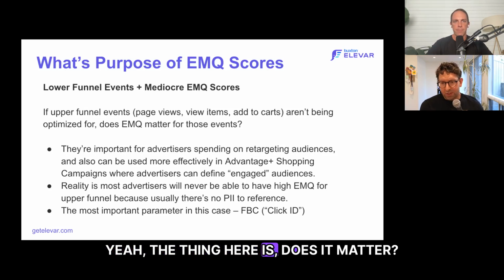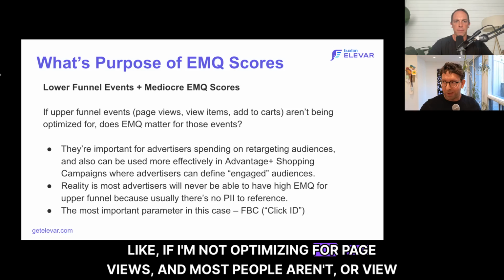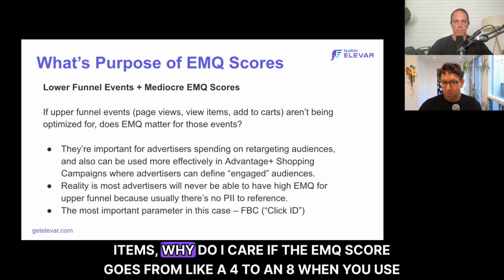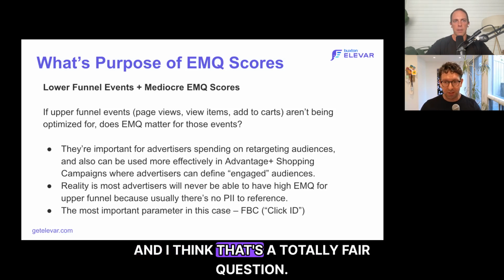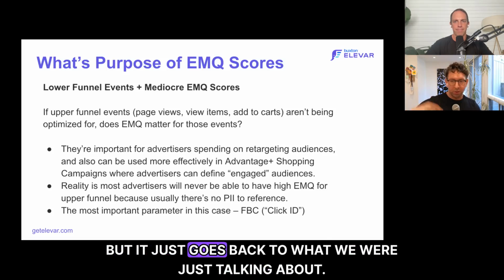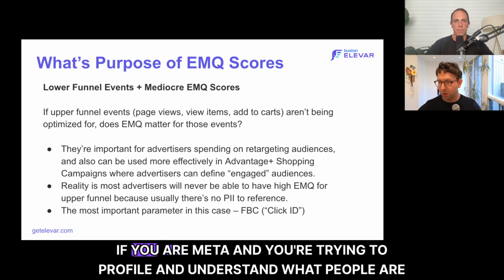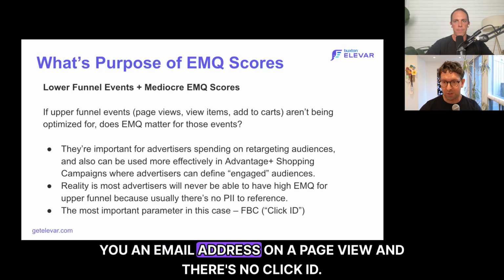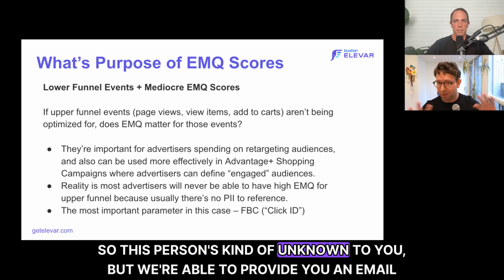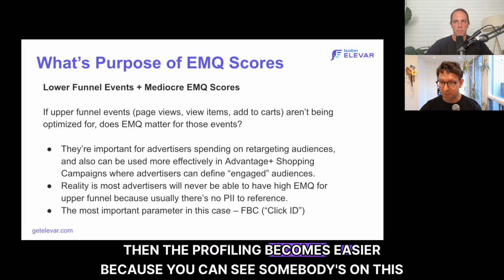Yeah, the thing here is, does it matter? If I'm not optimizing for page views, and most people aren't, or view items, why do I care if the EMQ score goes from like a 4 to an 8 when you use a tool like Elevar? What's the point? I think that's a totally fair question, but it goes back to what we were just talking about. If you are Meta and you're trying to profile and understand what people are doing, then if we send you an email address on a page view and there's no click ID, so this person's kind of unknown to you, but we're able to provide you an email address, then the profiling becomes easier.